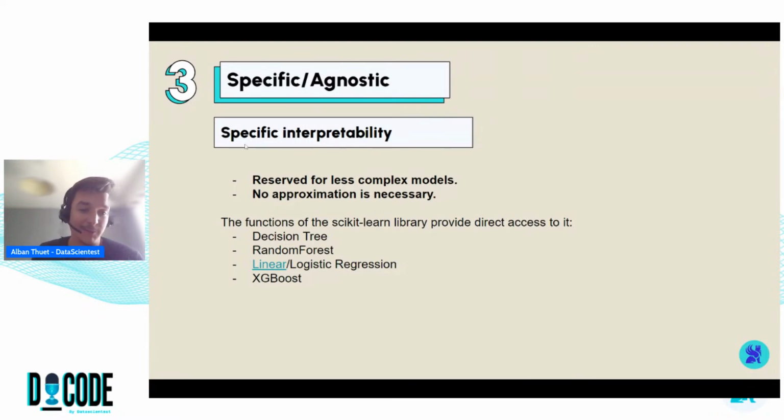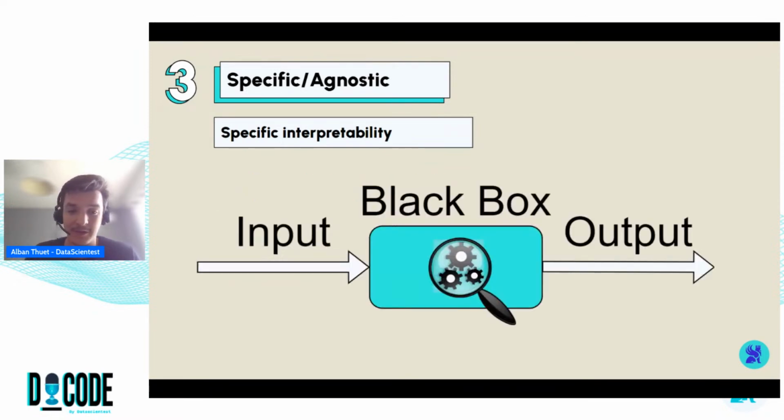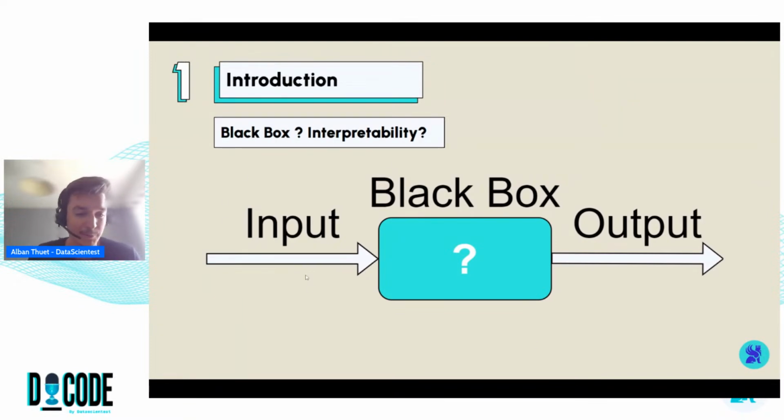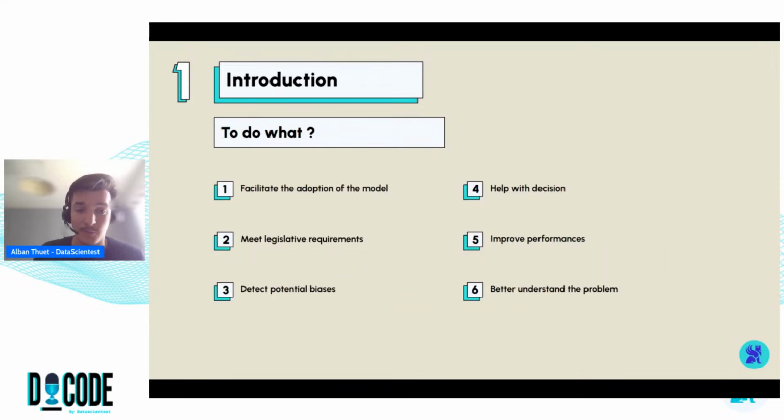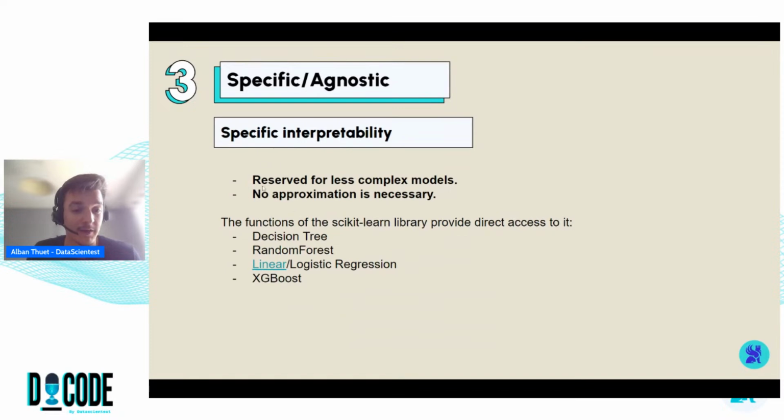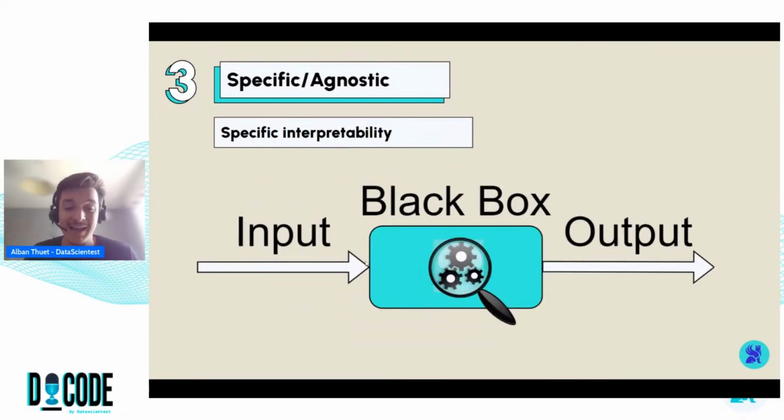So specific interpretability, of course, is reserved for less complex models. You won't be able to use it for very complex models. And the thing that is very interesting is that there is no approximation necessary. We will talk a little bit about it later, but as you can see, understanding the relation between the input and the output is very vague. There is not only one way to do it. There are lots of ways to look at it, and usually we say that interpretability methods will be approximations of what's going on inside the black box. It's like we will approximate how the input and the output are working together. But for specific interpretability, this is not how it works. There is not any approximation used, and so this is exactly how the model works.